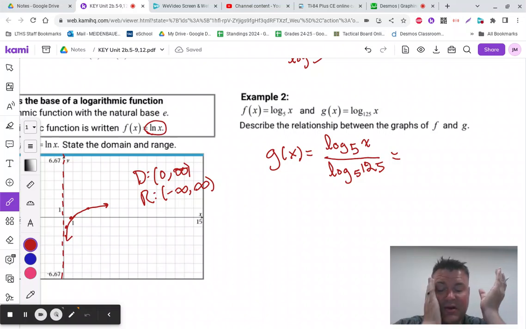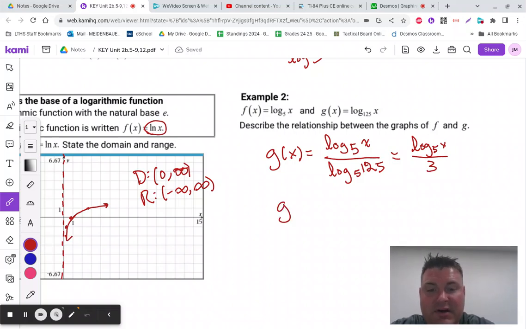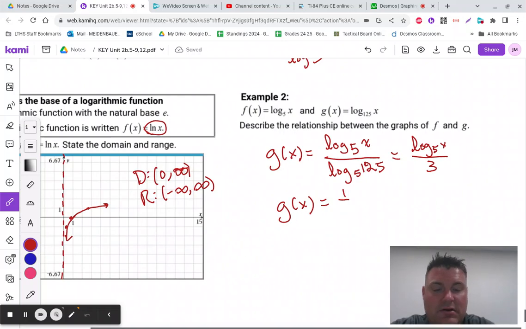Now what's really nice for this problem, and it's not by coincidence, the question maker made this work, the bottom simplifies for us into a 3. So I can really rewrite g of x as 1/3 log base 5 of x. And that is a vertical dilation.